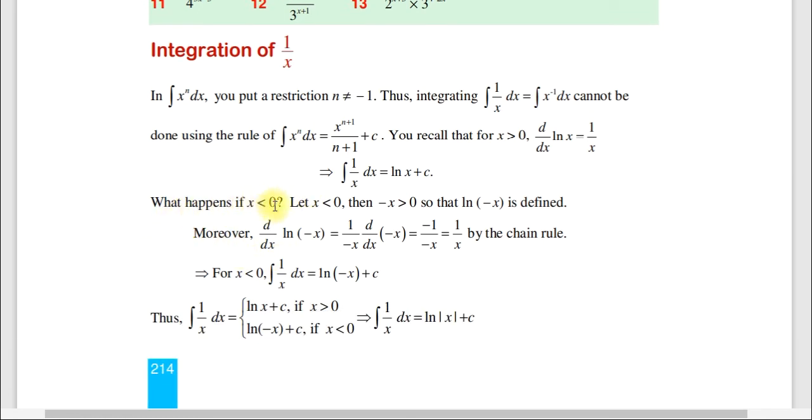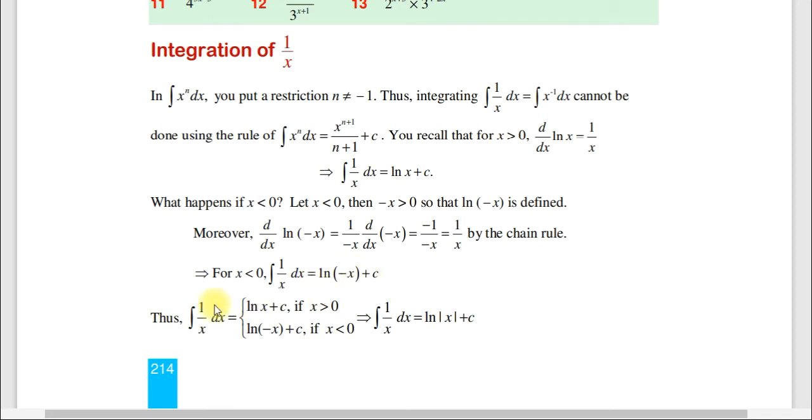What happens if x is less than 0? Let x be less than 0, then minus x is greater than 0. So that ln minus x is defined. Moreover, d by dx of ln minus x is 1 over minus x times d by dx of minus x, which is equal to minus 1 over minus x, which is equal to 1 over x, by the chain rule. So for x less than 0, the integral of 1 over x dx is equal to ln minus x plus c.